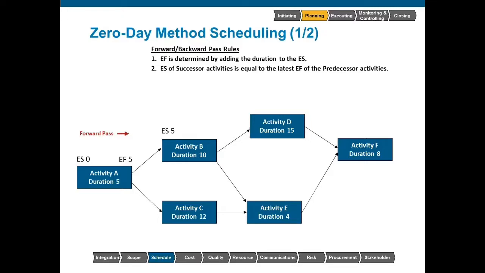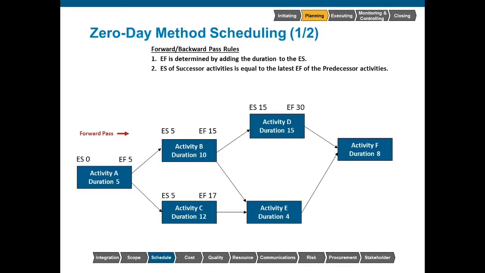We do the exact same thing with activity B: an early start of 5, we add 10, and that becomes an early finish of 15. On activity C, it starts on 5, and 5 plus 12 is 17. So we go to activity D. Its predecessor finishes on 15, so D starts on 15. We take 15, the early start, and add 15 to it, and that gives us 30.